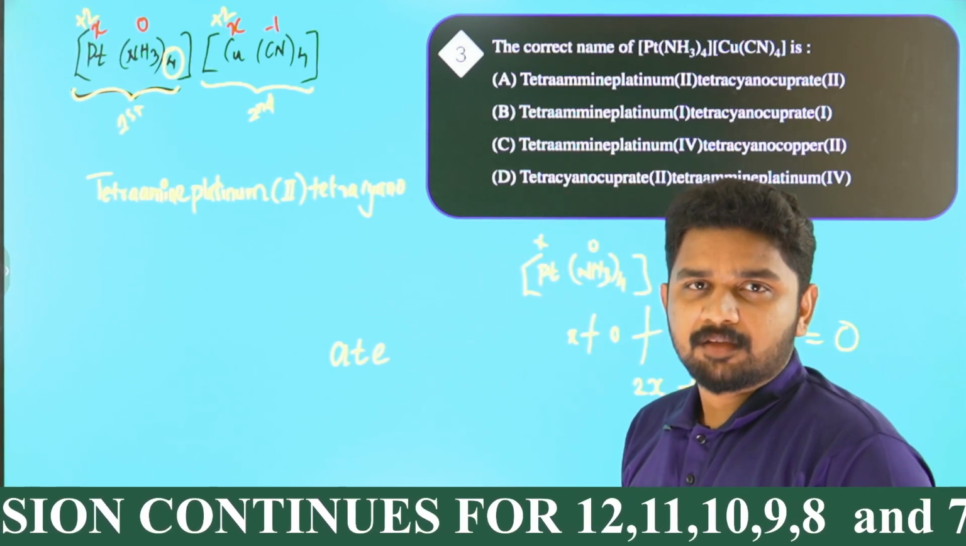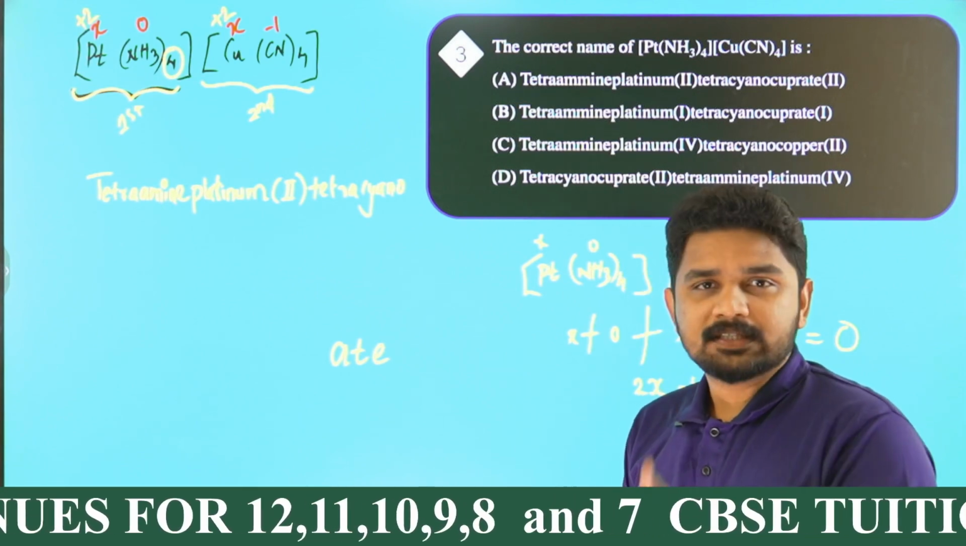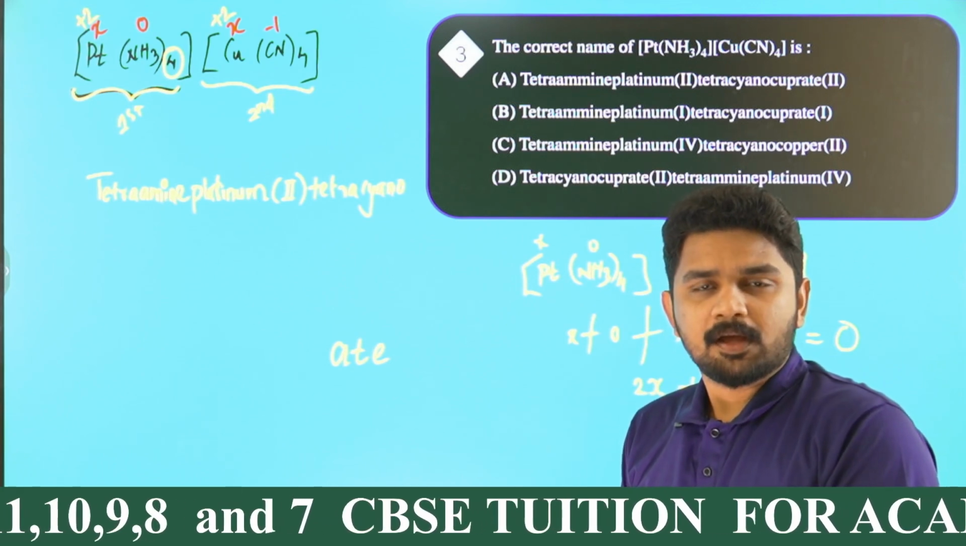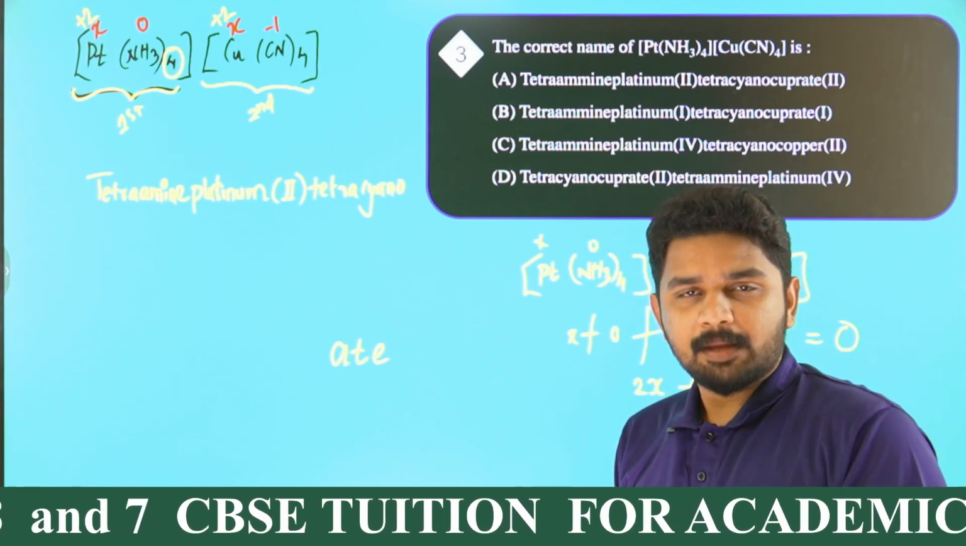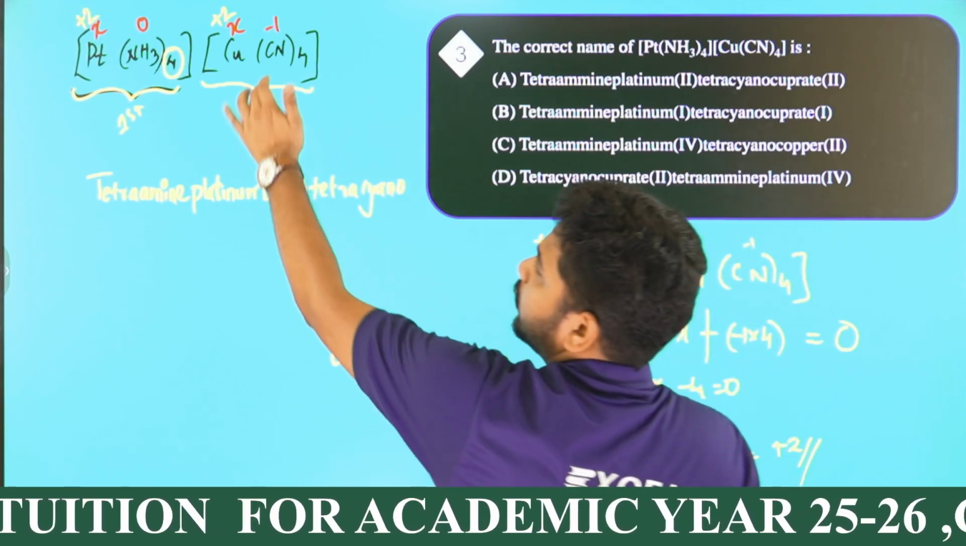Do you remember? If iron came, we will call it ferrate. If silver came, we will call it argentate. If cobalt came, cobaltate. Chromium came, chromate. Right? Similarly, here it's copper.